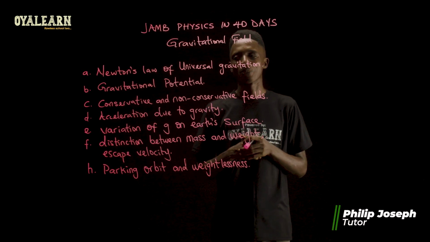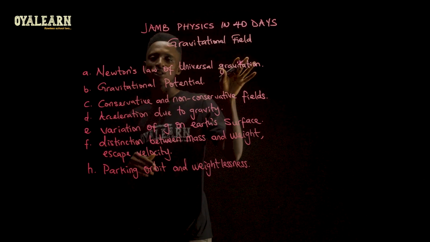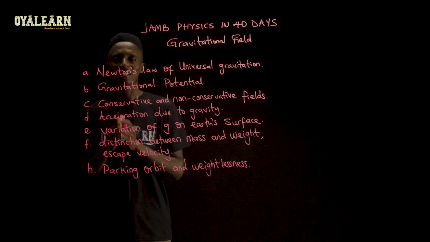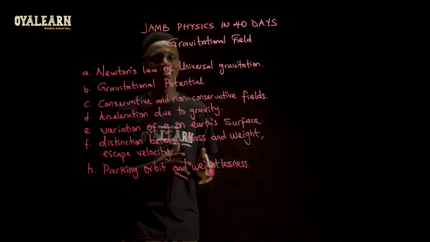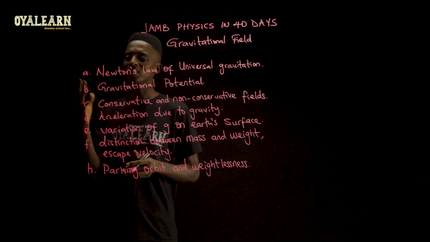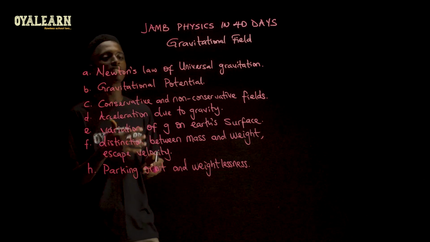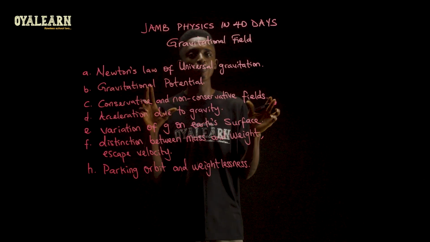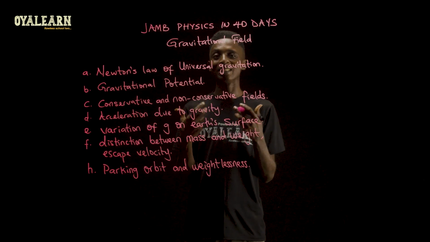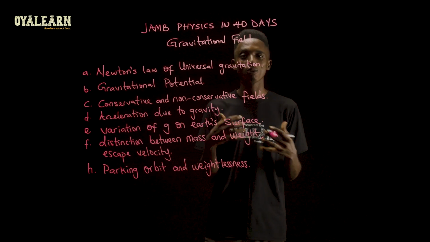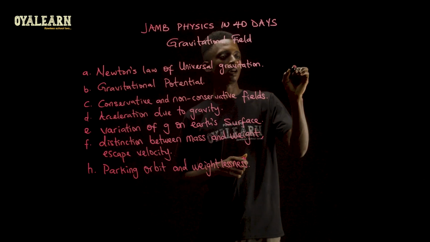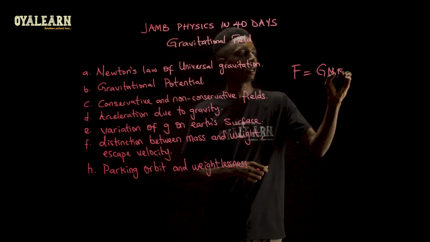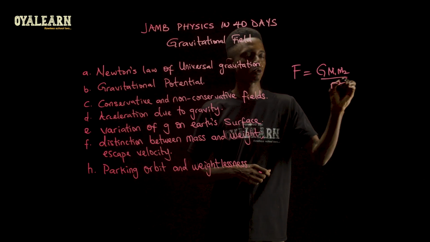Now, day 4 is about the gravitational field. Here are some of the subtopics in gravitational field that JAMB expects every candidate to know about. The first thing, you should be able to state Newton's law of universal gravitation. This is when you're expected to know that when you have two massive objects separated by a distance r, the force of attraction between them is given by this equation, where F is G m1 m2 over r squared.